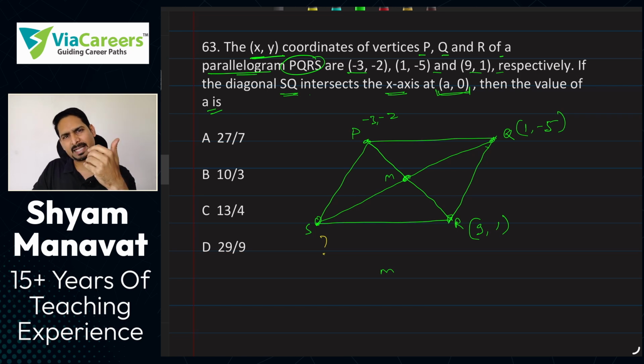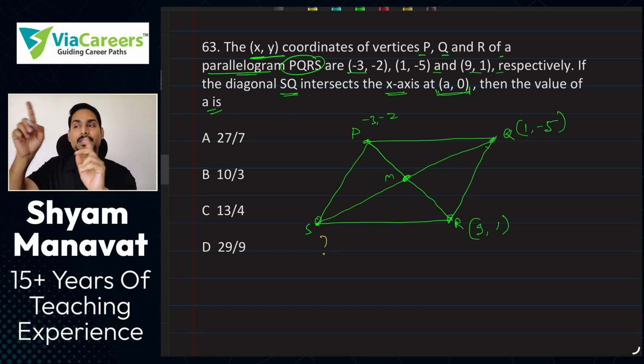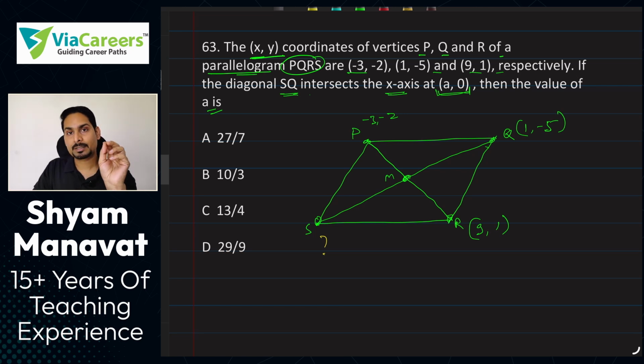Remember this is a property. Should I prove it? It makes no difference; you can also remember the direct property. This works in the case of a parallelogram, or you can do this with a rhombus also. Rhombus also has the same thing. Wherever you find the diagonals bisecting each other, you can apply this property. The property is the sum of the coordinates of opposite vertices is equal to the sum of the coordinates of the other two vertices.